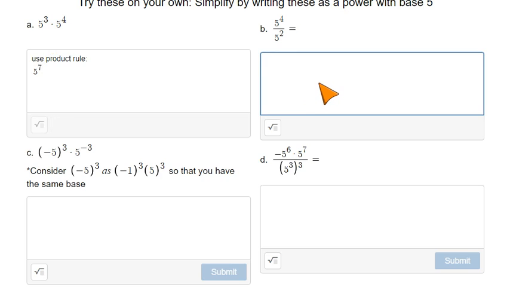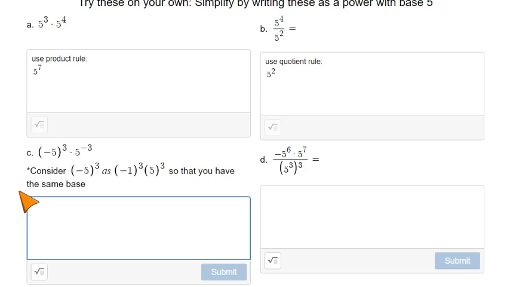Part B, 5 to the power of 4 divided by 5 to the power of 2. We're dividing powers with the same base, so that means we need to use the quotient rule. We're going to rewrite the base and subtract our exponents. Okay, part C and part D.